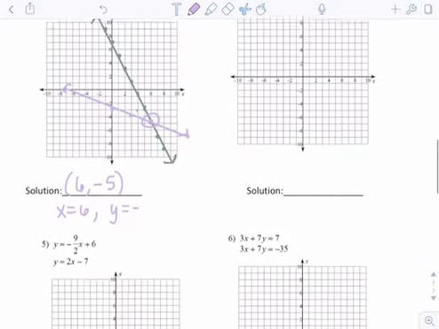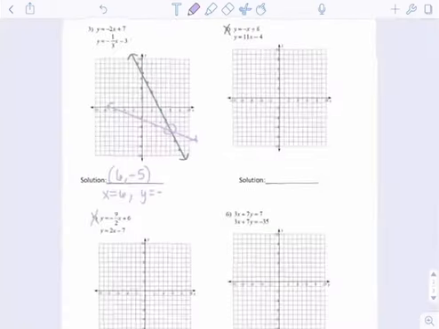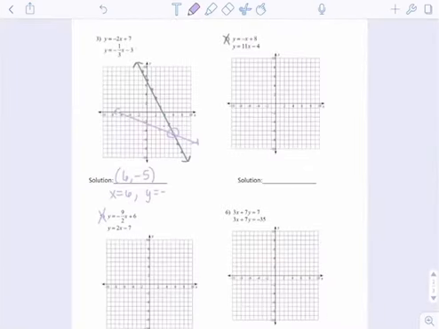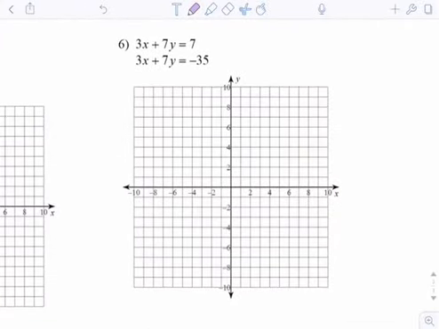Okay, so I'm going to skip 4 and 5. They are the same thing as the other ones. Literally graph your two lines. Wherever they cross, that's your x and that's your y. Okay, but number 6 is a little bit different because it's not in slope-intercept form. So unless you're using the xy chart, we need to make sure we put it in slope-intercept form, which means we are solving for y.